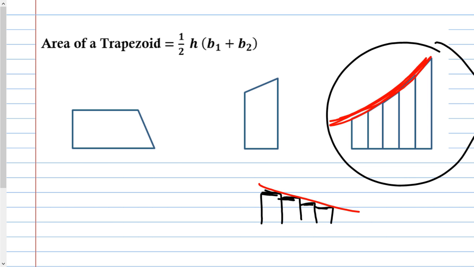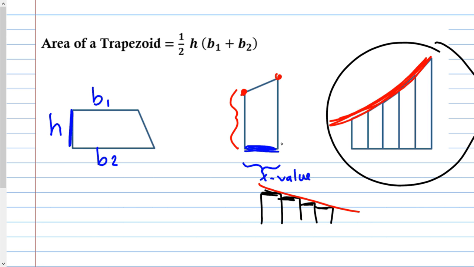So again, the formula for a trapezoid is 1/2 times the height. This is supposed to be the height, and these are my bases. It doesn't really matter which one's 1 and which one's 2. On the coordinate plane, when we graph these trapezoids, the height is always going to be the x value. So that's going to be our height, and the y values on the left and on the right are going to be our bases.